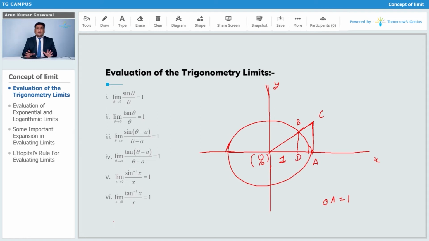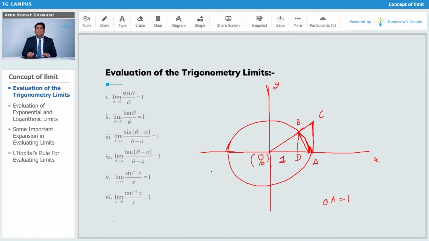Why am I doing this? Basically to prove why limit of sine theta by theta as theta tends to 0 is equal to 1. So here you can see that we have a triangle OBD and a triangle OCA, and if I join B and A, you can see that we have one more triangle, which is OBA. So we have three triangles here, and OAB is nothing but my sector.